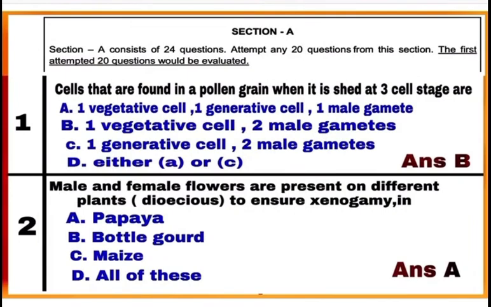Section A, question number 1. Cells that are found in a pollen grain when it is shed at 3 cell stage are, option B is correct. There are 1 vegetative cell and 2 male gametes in a pollen grain shed at 3 cell stage. Question 2. Male and female flowers are present on different plants, means plant is dioecious, to ensure xenogamy in. Option A. This plant is papaya having dioecious condition.